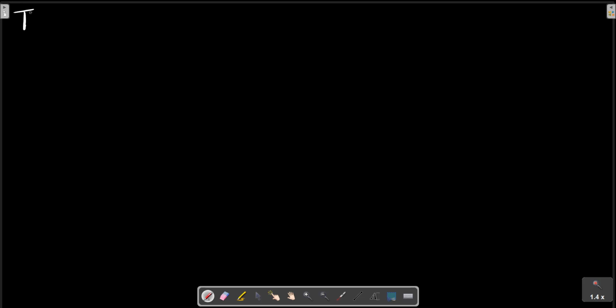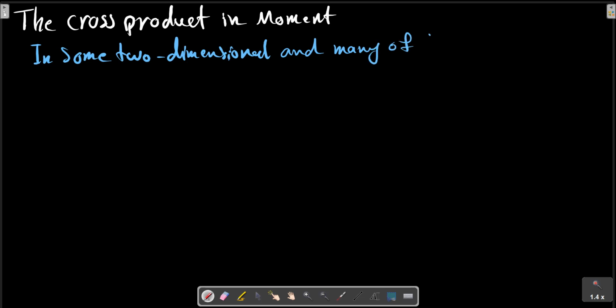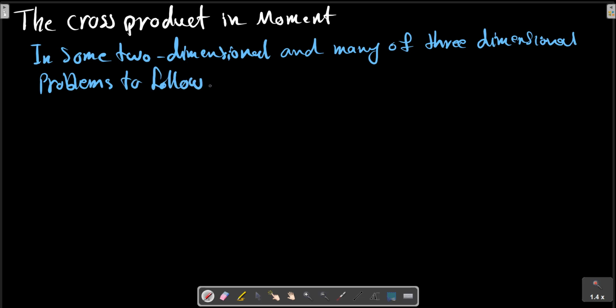The cross product. In moment calculation, in some two-dimensional and many three-dimensional problems to follow, it is convenient to use a vector approach for moment calculation.